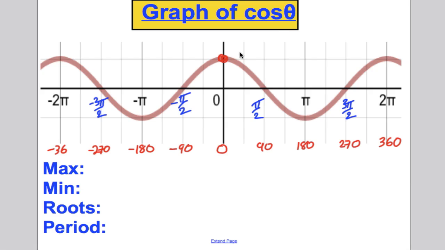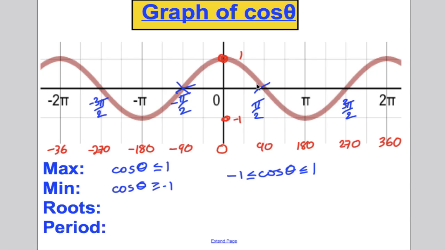The maximum value here is 1. The minimum value here is -1. So cos theta is always less than or equal to 1, and cos theta is always bigger than or equal to -1. So as with sine theta, cos theta lies between 1 and -1.